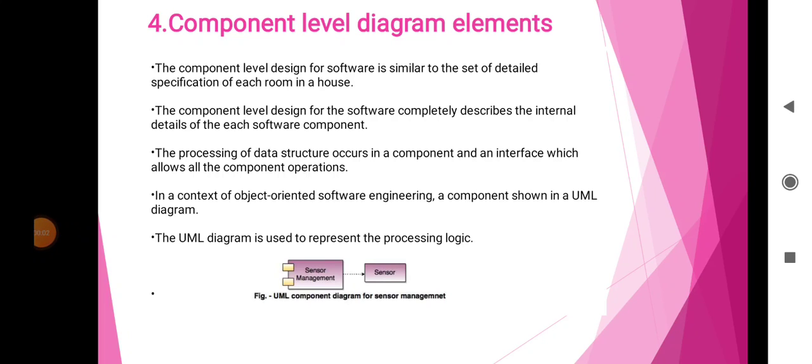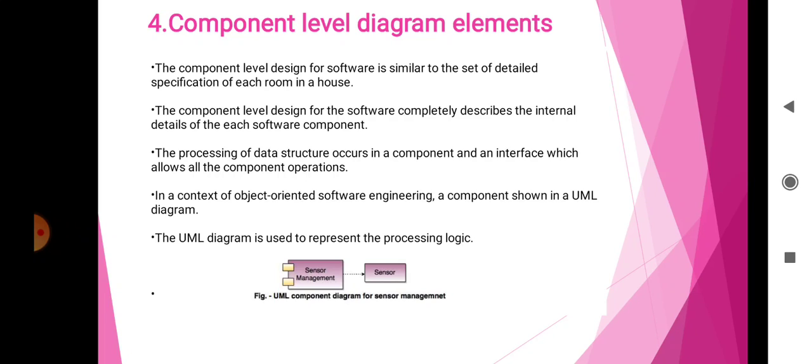Hello students, today we will see the last topic of our last chapter, component level design elements. The component level design for software is equivalent to a set of detailed drawings and specifications for each room in a house. These drawings depict the wiring and plumbing within each room, the location of the electrical receptacles, and all switches, like sink, showers, etc.